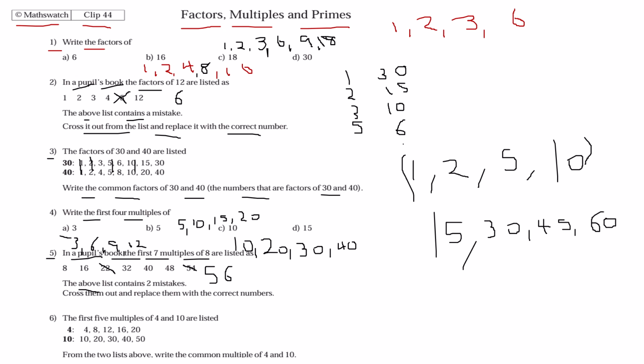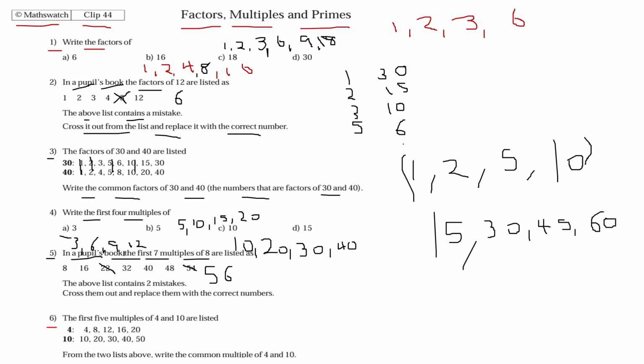The above list contains 2 mistakes. Cross them out and replace them with the correct numbers. So it can't be 22 or 54, okay? They're not multiples of 8, because 22 doesn't go into 8 cleanly, okay? It has a remainder. And similarly, 54 doesn't go into it.